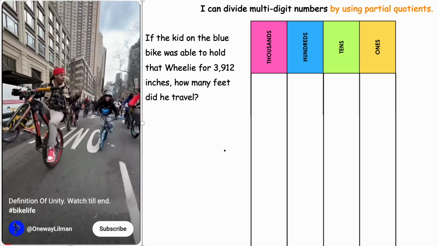If the kid on the blue bike was able to hold that wheelie for 3,912 inches, how many feet did he travel? This is Mr. Ramirez, aka the Flamingo King, with another episode on how to divide multi-digit numbers by using partial quotients. Let's get into it. So the first thing we need to do is circle our numbers that we see in our problem.